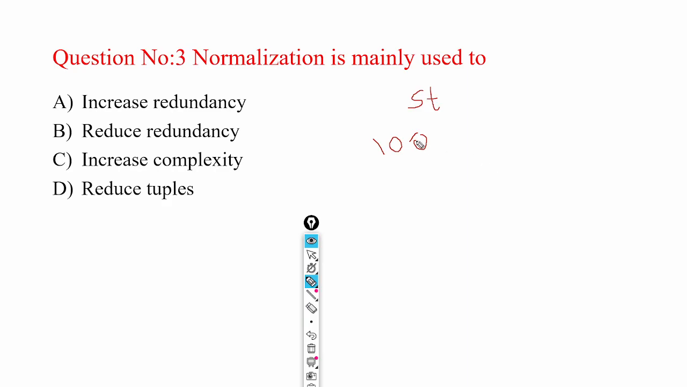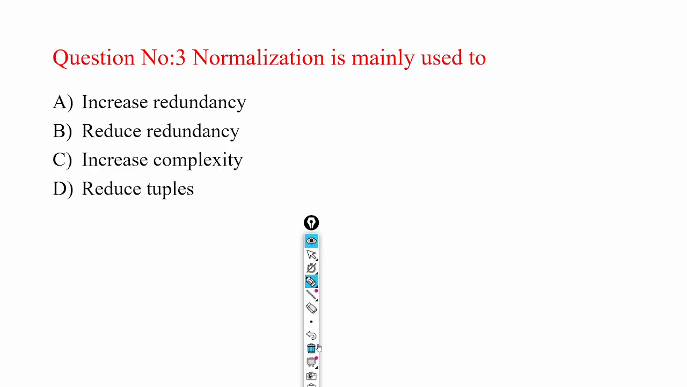So how does normalization work? There is a problem, so we divide the large tables into smaller related tables and then apply normalization. In the normalization process, we divide large tables into smaller related tables. There are different normal forms: 1NF, 2NF, 3NF, BCNF, 4NF, and the latest, 5NF, is also there.